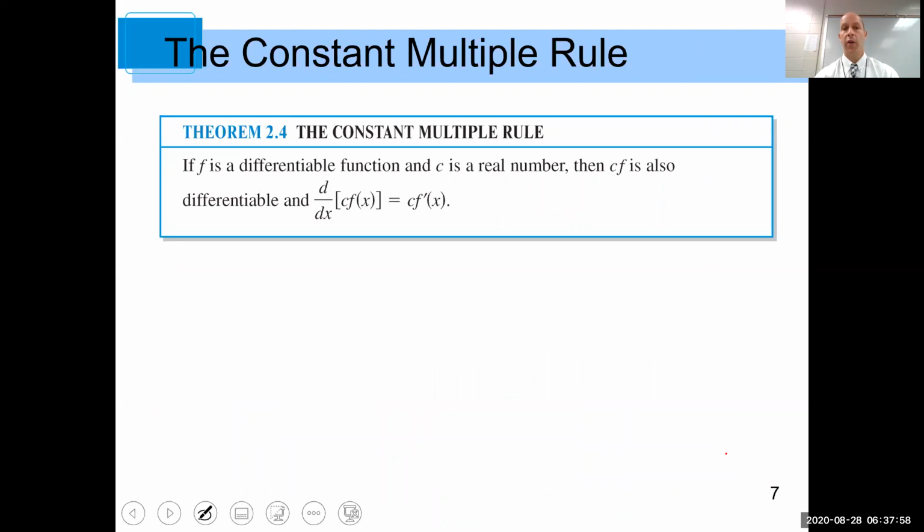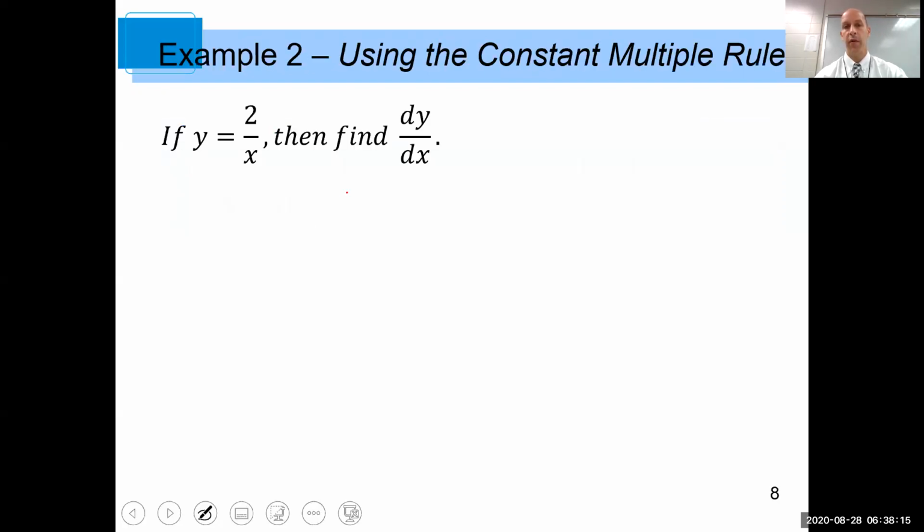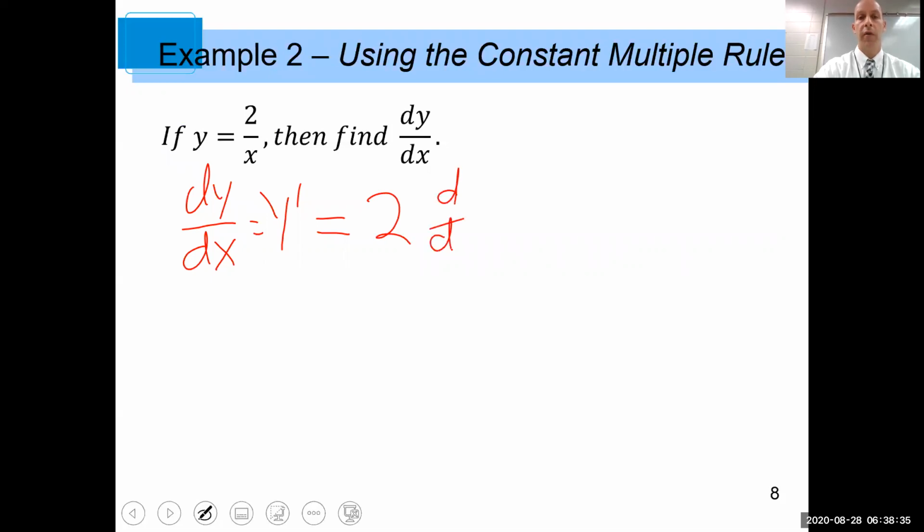The constant multiplier rule, this is kind of just a combination. I'm sorry, I'm getting ahead of myself. The constant multiplier rule is this. If you have a constant in front of a function and you're taking the derivative, you can just pull the constant out to the front. I think it's easiest for me to show you an example. Let's say I have the function y equals 2 over x. I claim that y prime, which by the way is the same thing as dy over dx, is going to be equivalent to 2 times the derivative of 1 over x.